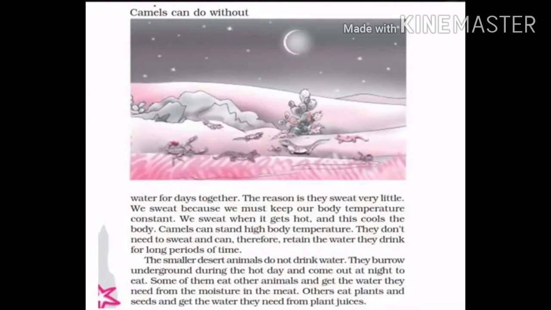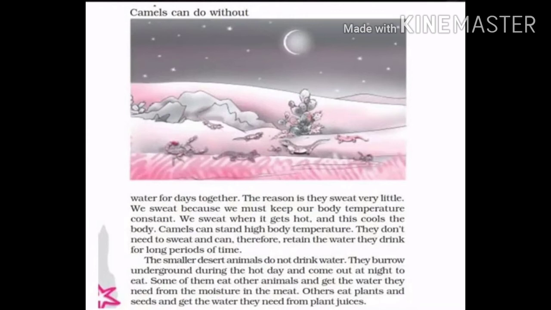So children, did you notice it? The narrator says that smaller animals don't drink water at all. Then how do they survive? These animals burrow underground. They burrow underground, it means they create holes underground, and during the hot day they would survive inside the burrow. They would come out only at night, and night is the time where they hunt. They would eat at night. They would hunt some other animals, and from the meat of the other animals they would take the moisture. So this much water gained by eating other animals is more than enough for desert animals.